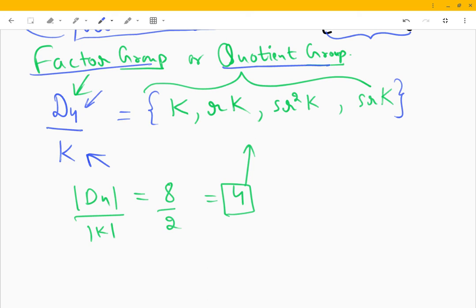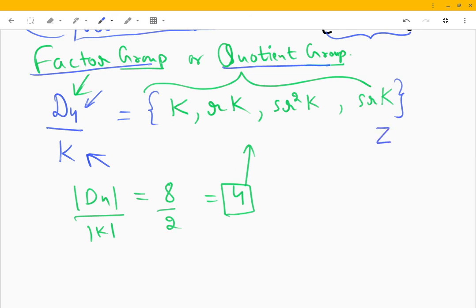where division literally means nothing. I mean, as such, this is a confusing notation for me. Okay, may not be for everybody, but for me it is confusing. So this is the factor group D4 by K, and it is a different type of group. It is of order 4.